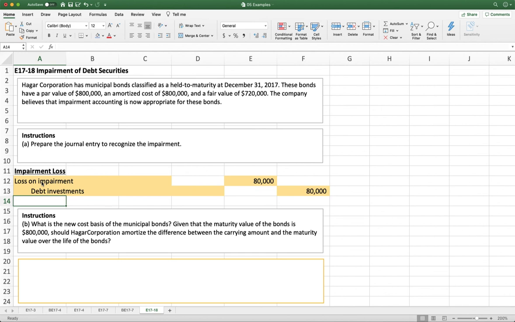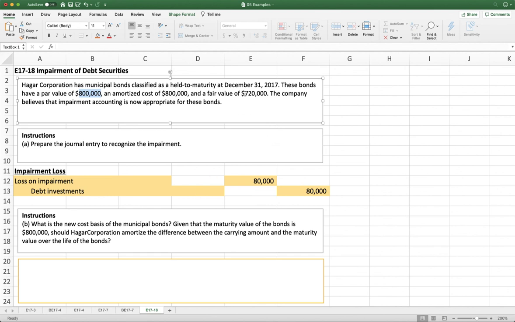Okay, for Part B, what is the new cost basis of the municipal bonds? Given that the maturity value of the bonds is $800,000, should Hager Corporation amortize the difference between the carrying amount and the maturity value over the life of the bonds? So essentially what it's saying here is our face value or par value is $800,000. And before we made this adjustment, our asset on our books was also $800,000, so there was nothing to amortize. We weren't trying to get our asset account to match that face value because it already did.